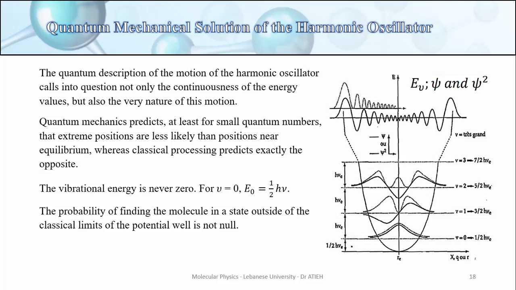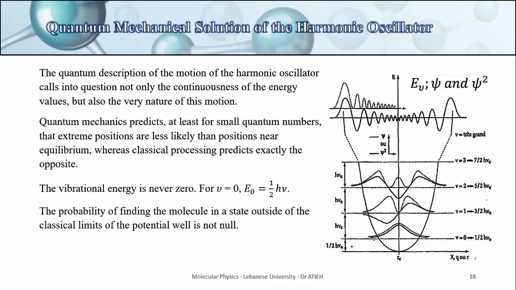Now, how is the classical description of the motion different from the quantum description of the harmonic oscillator? The first difference is that according to the classical description, the energy is continuous, while according to the quantum description, the energy is quantized, and it's equal to (ν + 1/2)hν. The second difference is that quantum mechanics predicts that extreme positions are less likely than positions near equilibrium, whereas classical mechanics predicts exactly the opposite. So let's understand how this happens.